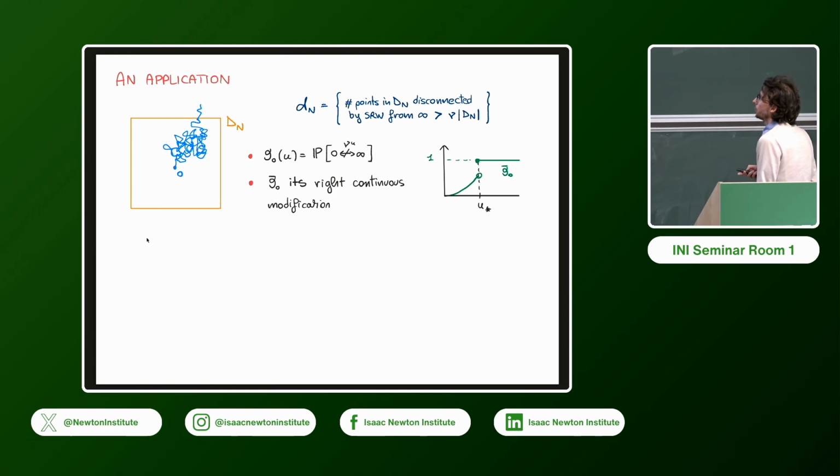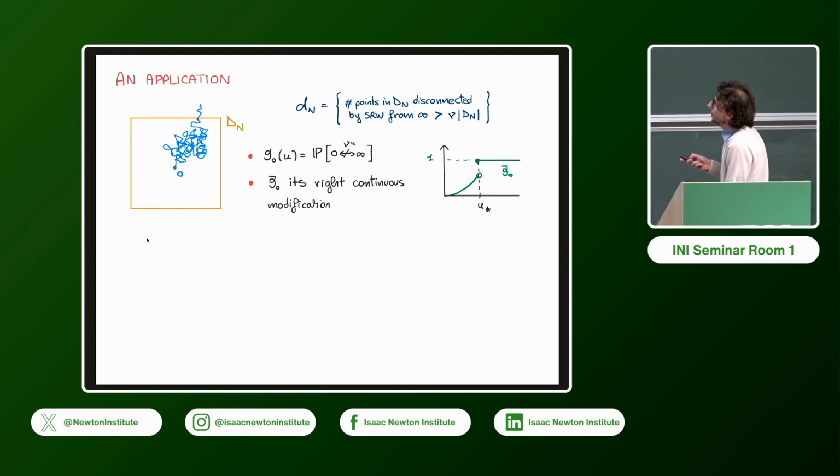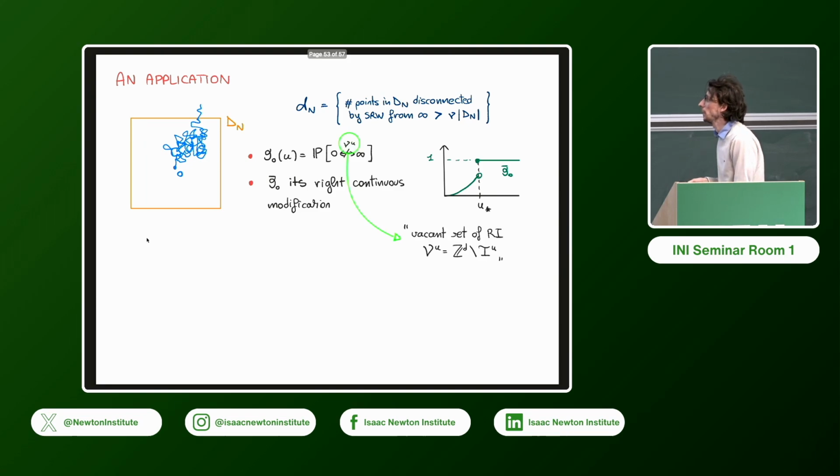And then this will bring into play the percolation function of the vacant set of random interlacements, which is this theta u, which is not even clear that it is continuous around the level for percolation. And you look at the right continuous modification of this function. Okay.